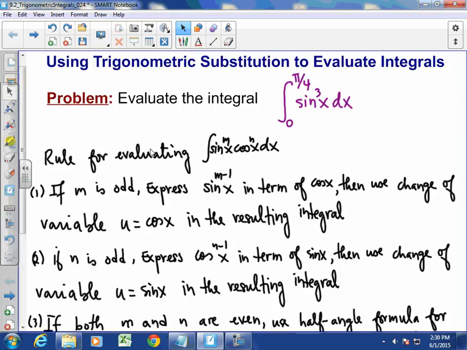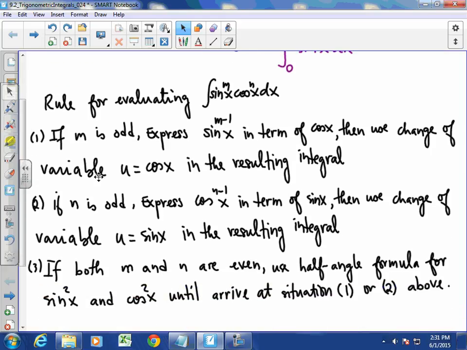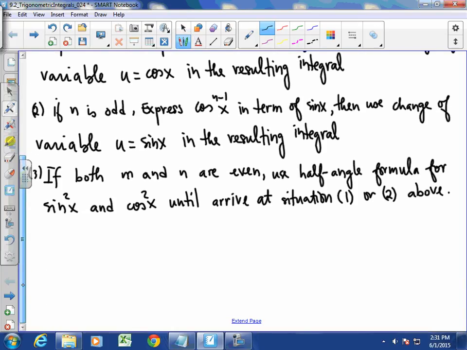In this case, we have sine cubed x, so that means m is 3. We don't see cosine there, which means that cosine to the n x is 1, meaning that n is 0. So we are going to use the first case here, when m is odd. If m is odd, we are advised to write sine. In this case we have sine cubed.